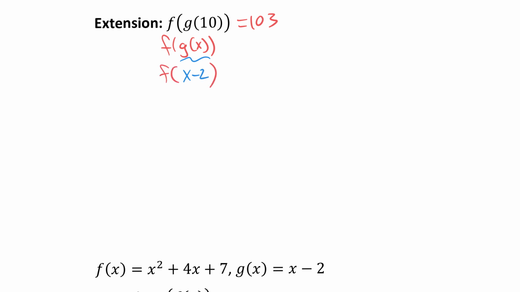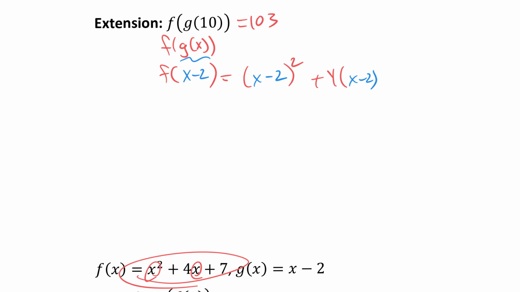Okay, now what do we do with that? Well, our formula for f of x is right here. And what this says is we need to calculate f of x minus 2. In other words, everywhere you see an x, replace it with an x minus 2. So you have x minus 2 squared, and then 4 times x minus 2 plus 7.